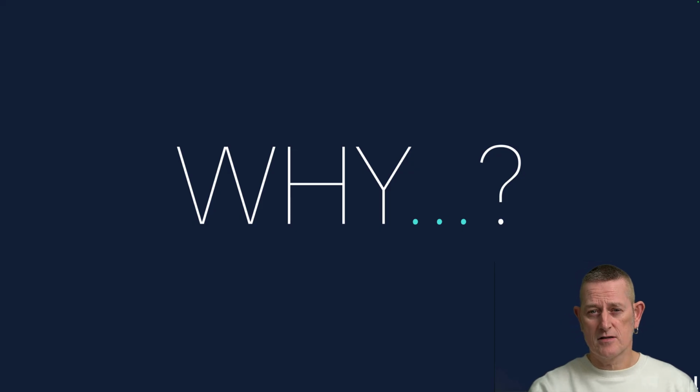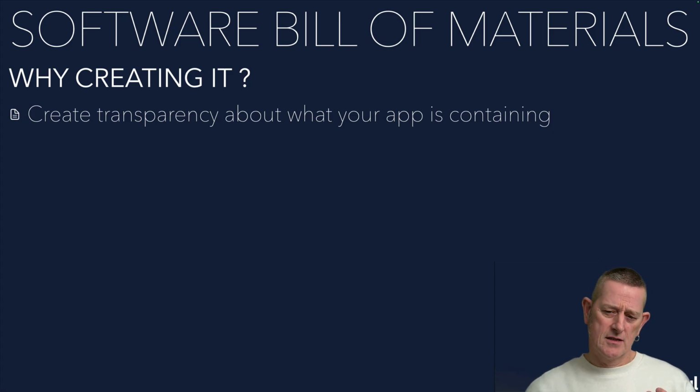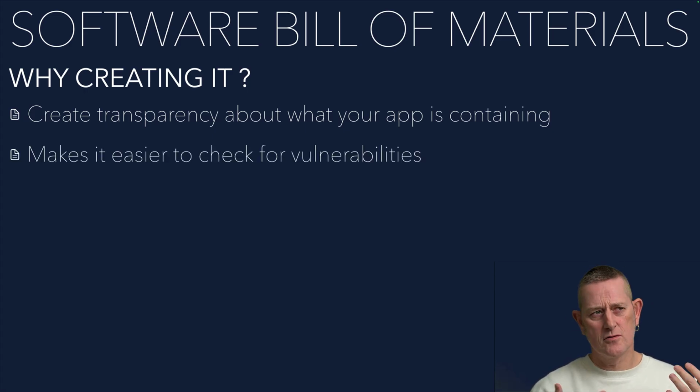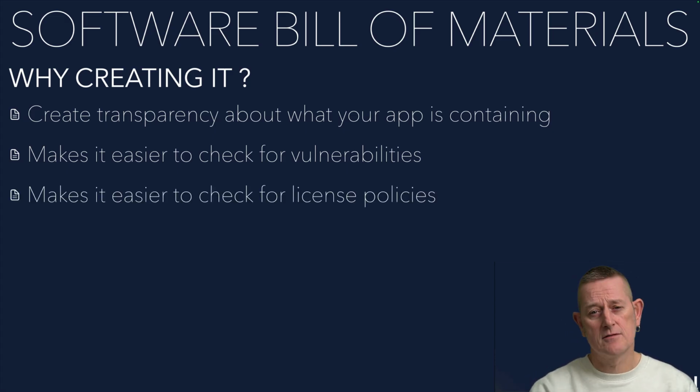So you might ask yourself, okay, but why? What's the reason for having an SBOM? So you create some transparency about what your application contains, what it comes with. And this can help, for example, to check for vulnerabilities, because if you directly deliver the information of, okay, I'm using this library with this version number, then a security scanner can very easily check if there are vulnerabilities in these kinds of libraries with that version.